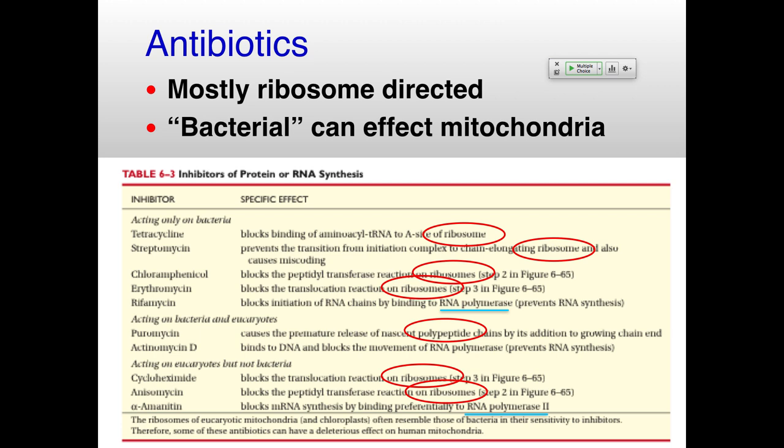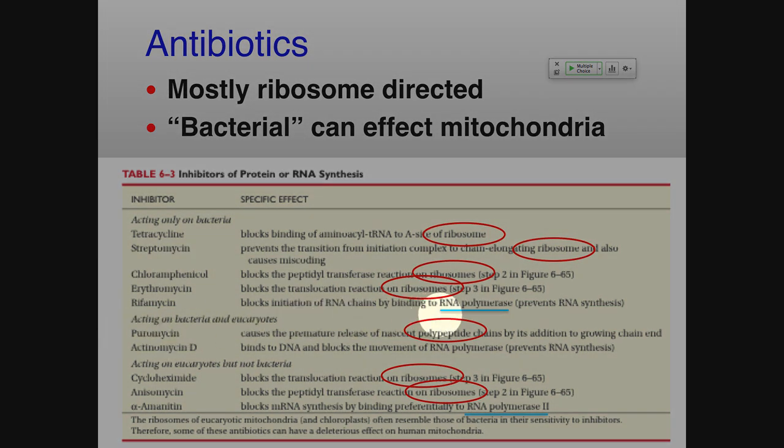Flip side as well, puromycin is involved with the polypeptide as it's being made from the ribosome, and then also some drugs that are used more in the lab than clinically, cycloheximide and anisomycin, that work on ribosomes.